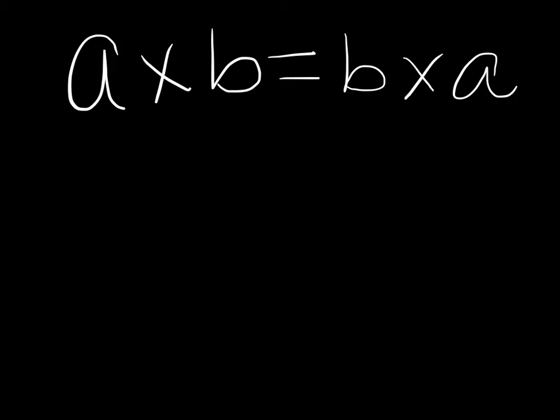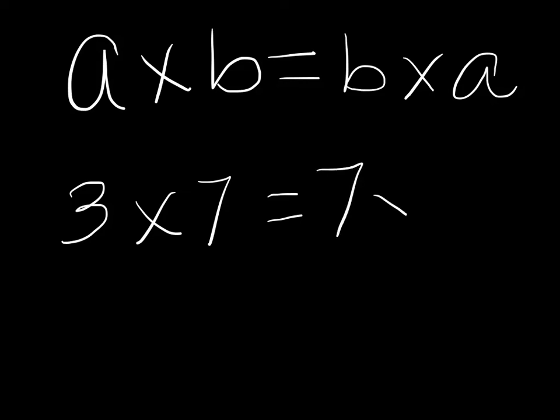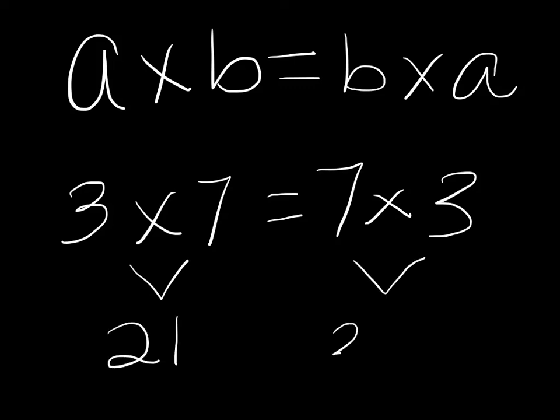First I said A was 3. I'll go ahead and stick with that. Times B, which is 7. Now I'm going to plug my same values in. So B is 7 and A is 3. Now let's check it on the other side. 3 times 7, 21. 7 times 3, 21. These two are equal.